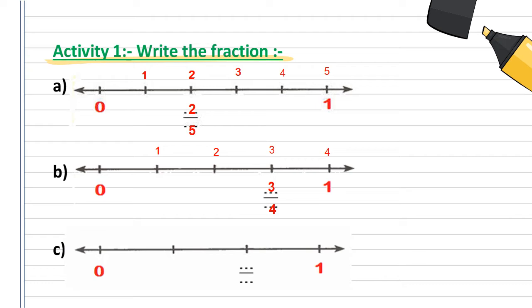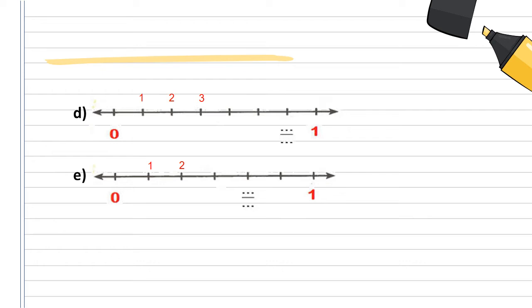Okay, now what is my denominator here? Let's count the points up to 1. 0, 1, 2, 3. So my denominator will be 3 and my numerator will be 2. Now I can put a fraction on the number line. And now is question D. How many points here from 0 to 1? 1, 2, 3, 4, 5, 6, 7. So my denominator will be 7. And what is my numerator? It's 6.